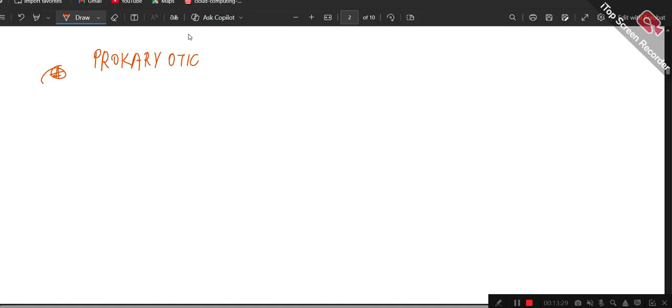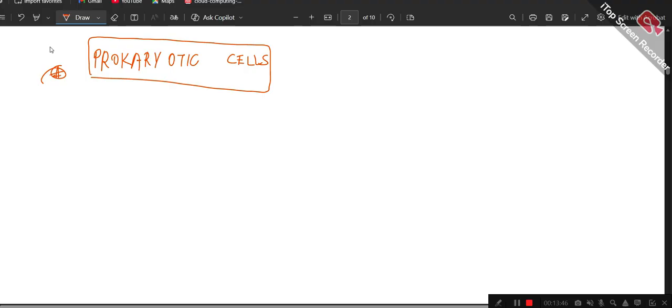Please mind my handwriting. I'm just writing on a writing pad and it's a bit difficult to write on it. Prokaryotic cells, okay.